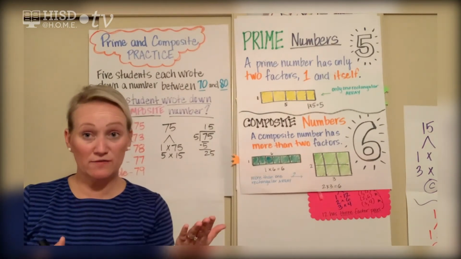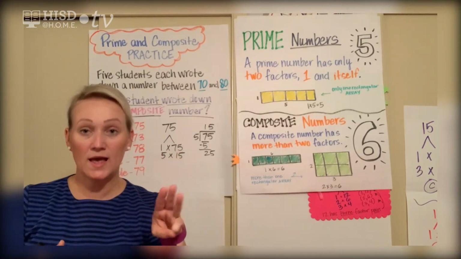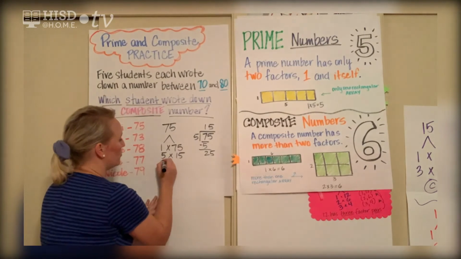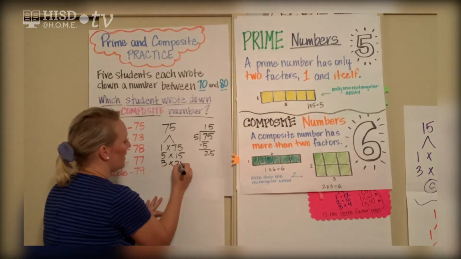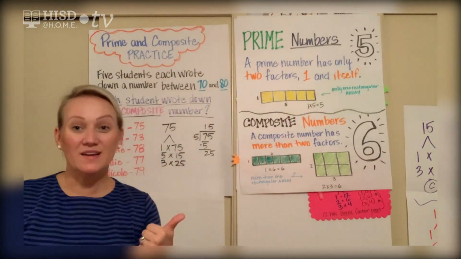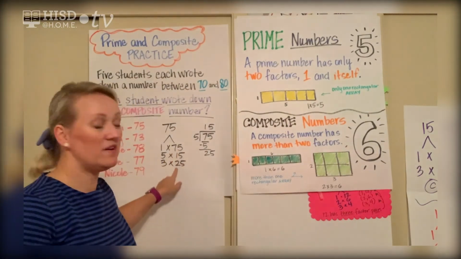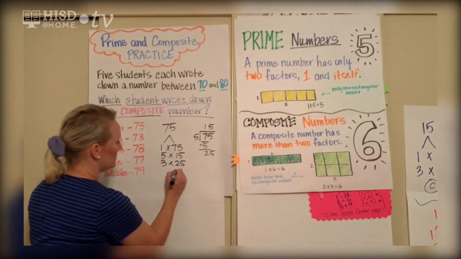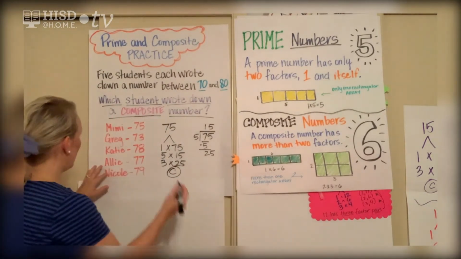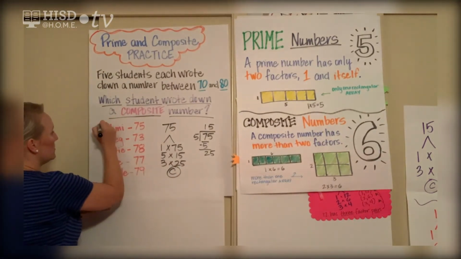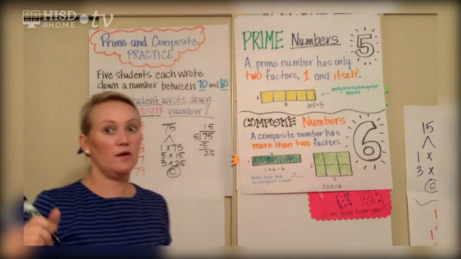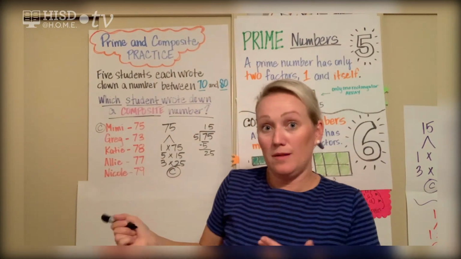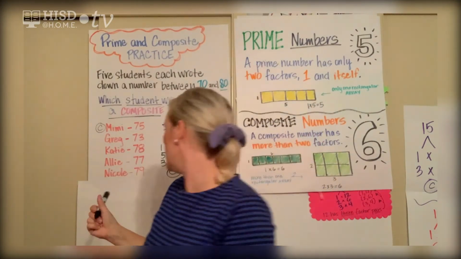I know 75 cents is 3 quarters, and I know that a quarter is 25 cents. So 3 times 25 is also... But here's the cool thing, y'all. You didn't even have to go this far. As soon as you found a second pair, you can label this composite. So I'm going to put a C right here next to Mimi because they were asking me for the composite number. So that might be it, but I should still test the other ones, right?